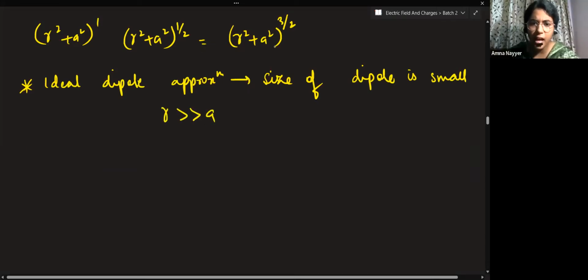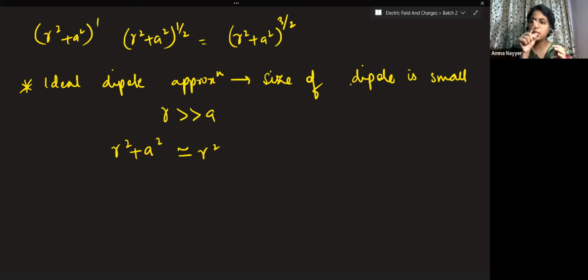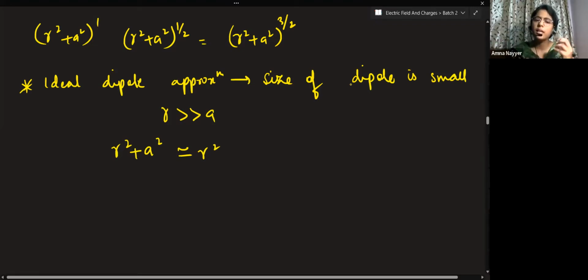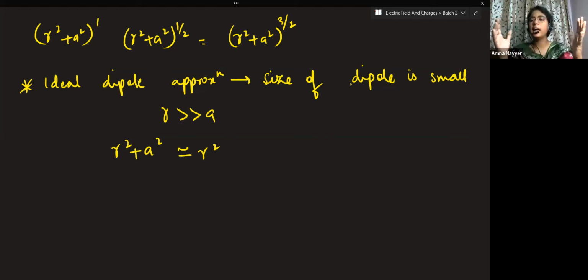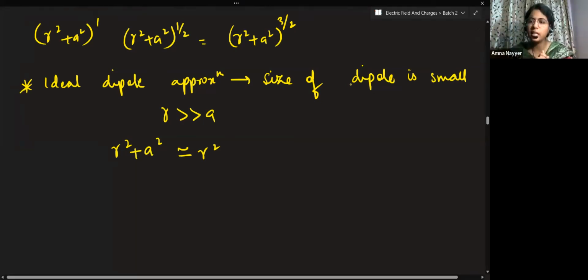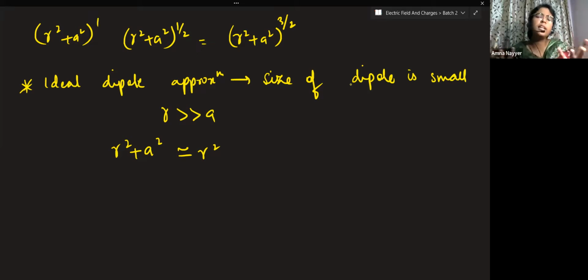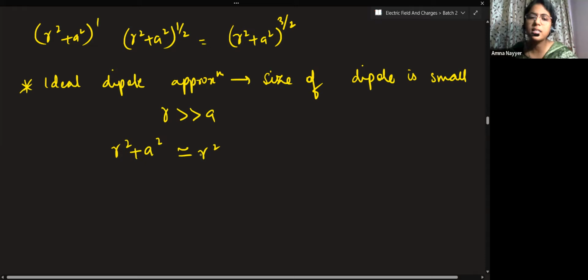So R square plus A square can be approximately written as R square only. It's like you have 1000 with you and you're adding 1 to it. That becomes 1001. So 1001 is approximately equal to 1000. If you have a bigger quantity and you're adding a very small quantity to it, will the larger quantity be affected in any way? No, the larger quantity will have its own value. So we can equate R square plus A square as R square.